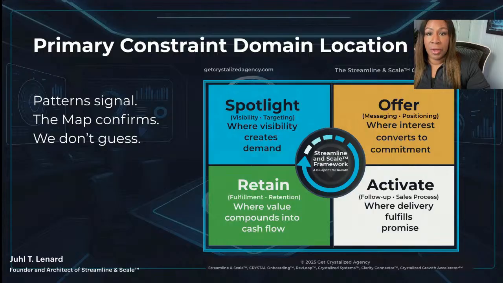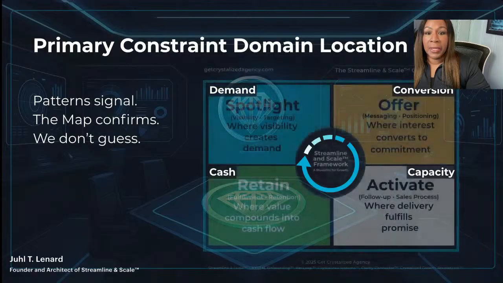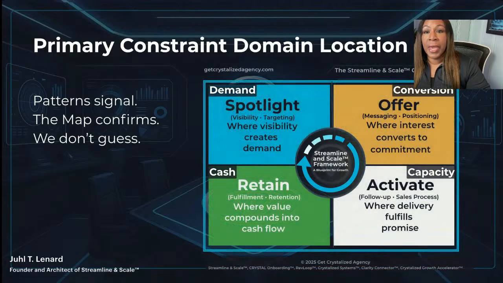So here, there is a correlation between the four primary constraint domains and the four quadrants through which your revenue flows. Spotlight is where the demand domain correlates. The Offer quadrant is where the conversion domain correlates. Activate is where the capacity domain correlates. And finally, Retain is where the cash domain exists. Okay.